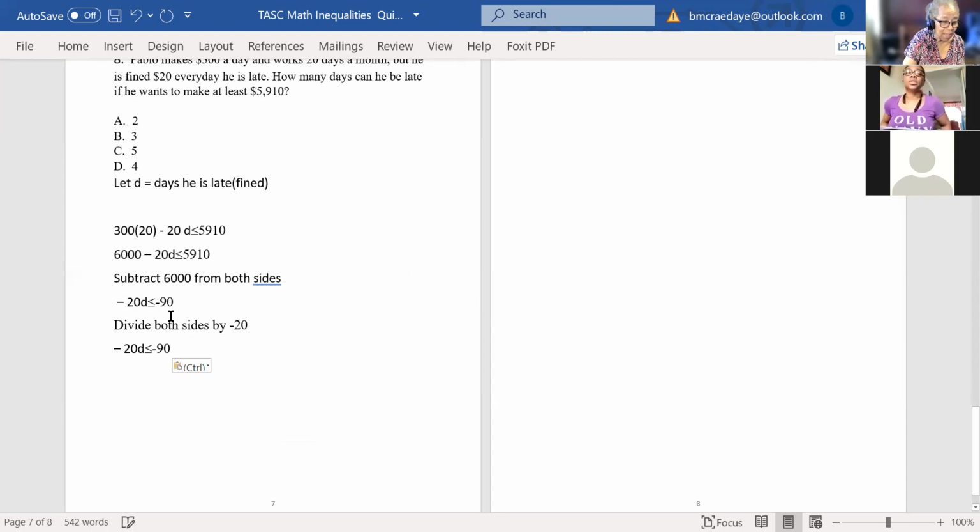So what you have left is what? D less than or equal to... Equal to, yes, what? I got 4.5. Yes, 4.5, but we can only use 4. We can't go over. Okay, now when you divide by a negative, you reverse the inequality, right?